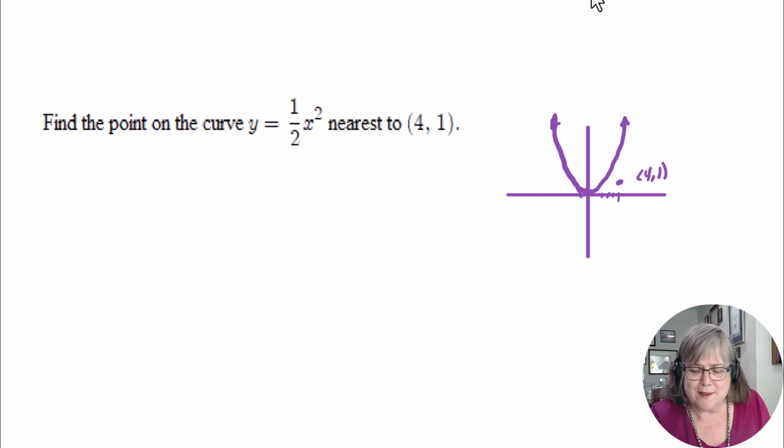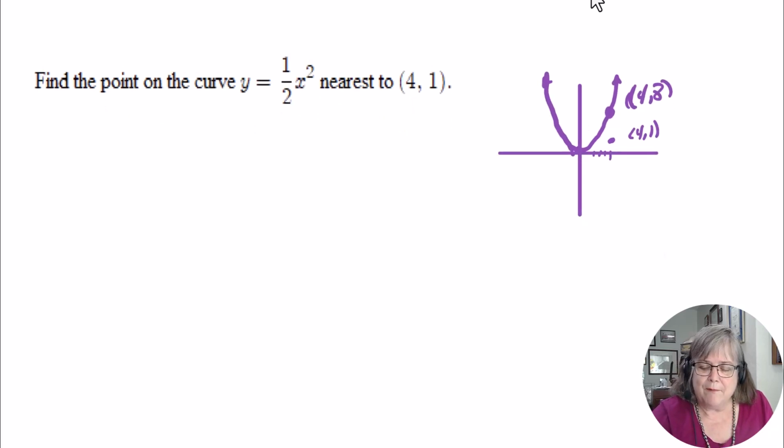I think you could probably guess it's above, but let's just say, up here, when x is 4, right, 4 squared is 16, half of that is 8. So it's clearly up above. So my picture looks about right. And the question is, find the point on the curve that is nearest to 4, 1. That doesn't necessarily mean that the closest is going straight up to 4, 8. It could be any point along here.